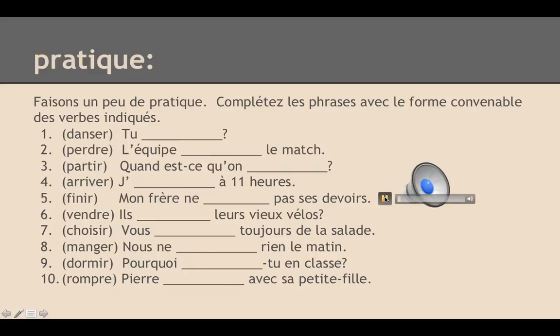Okay, so let's do a little practice. I've given you 10 sentences, each with a separate verb, one of the different types of verbs, and it's up to you to either write down on a piece of paper or spell it in your mind, however you want to do this, to see if you get the right form of the verb.